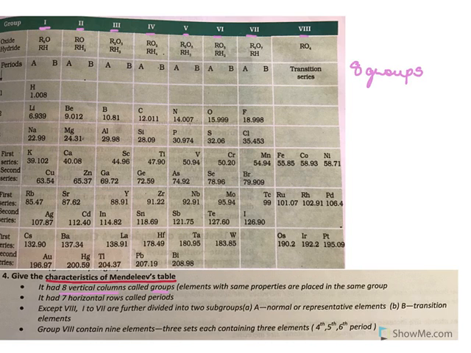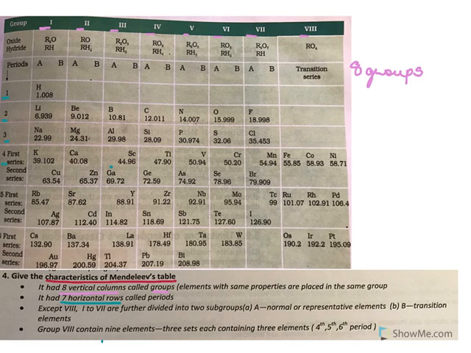The second point, it had 7 horizontal rows called periods. In the 7 rows we can here see this is period 1, period 2, 3, 4, 5, 6. Yeah, so there are 6 periods, so put 6 here. So he had 6 periods, the horizontal rows called 6 periods.